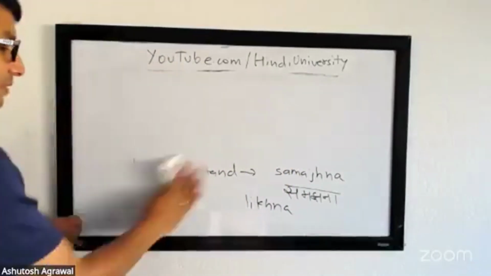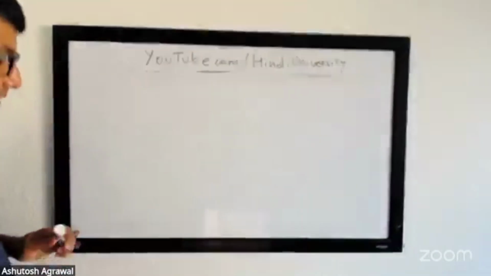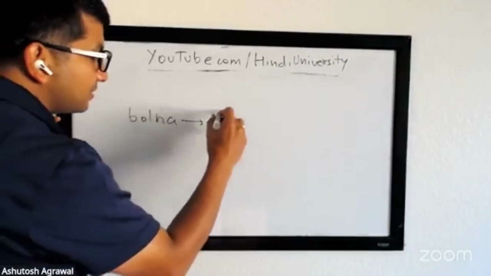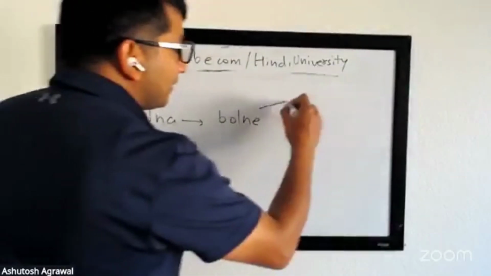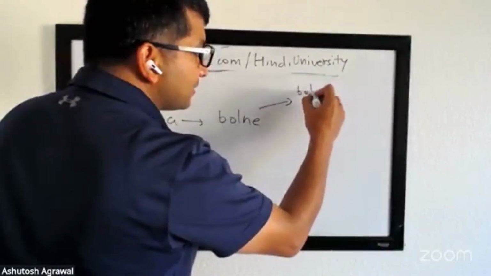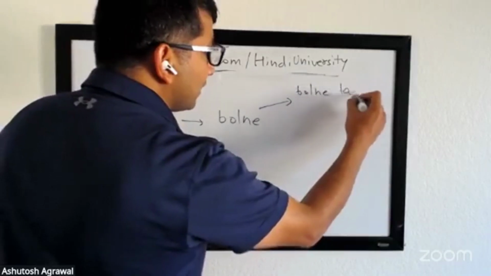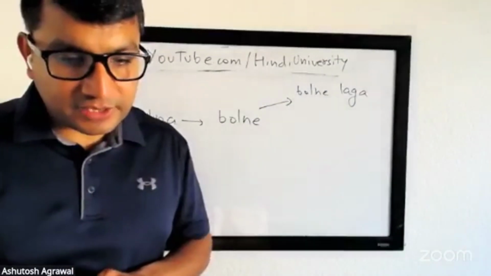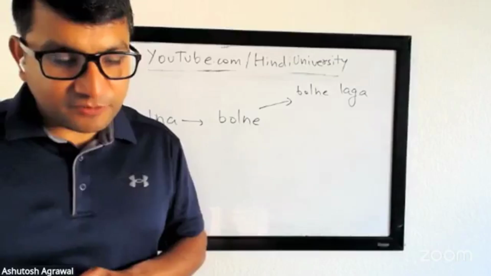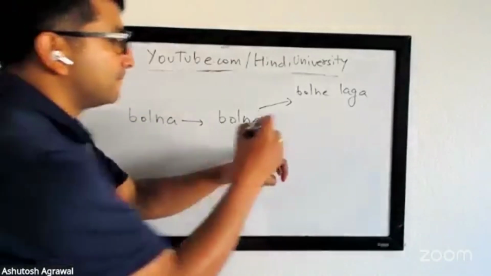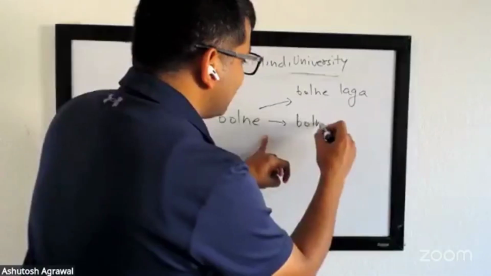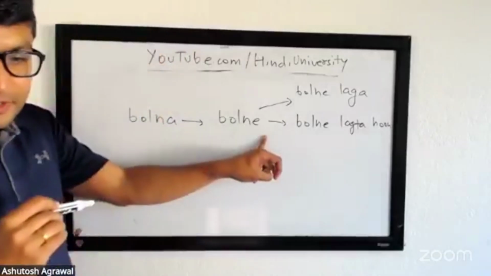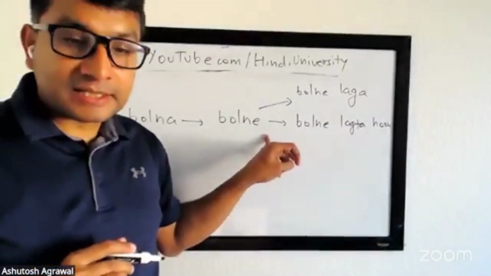So let's say I'm going to just take one of them, right? Bolna. Its oblique is bolne. For the sake of simplicity, bolne laga. What will be the present if I want to say in present tense? Michael G from Pennsylvania. Bolne लगता हूँ. Okay, beautiful. Bolne लगता हूँ, if you're saying it for yourself, right? And for a female, it will be bolne लगती हूँ.